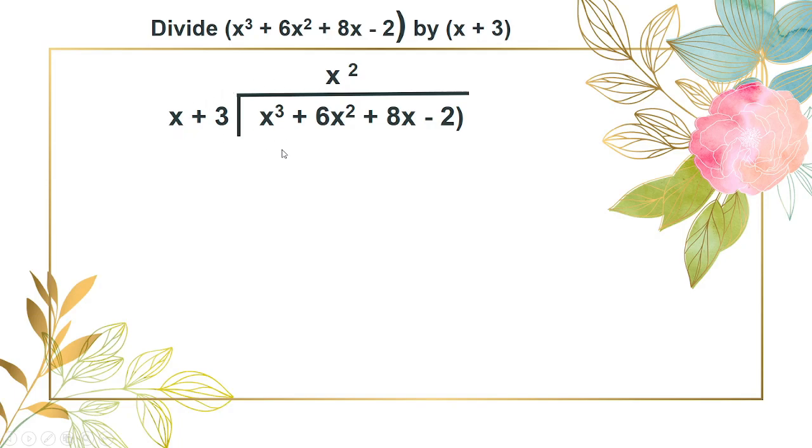Multiply x squared times x is x cubed. X squared times 3 is 3x squared.